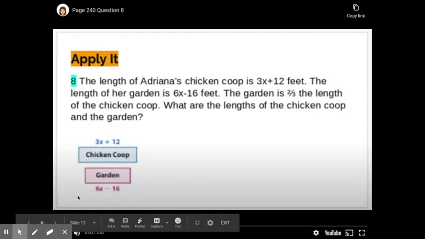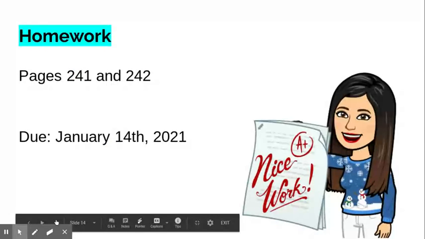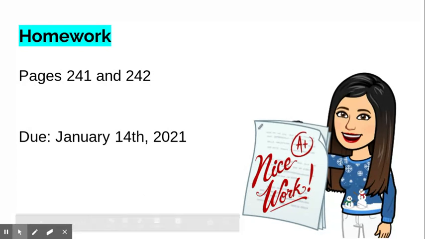Then finally, our last thing is that your homework on pages 241 and 242 is going to be due tomorrow, January 14th at 9 a.m. If you have any questions, please let me know and I'll be happy to help.